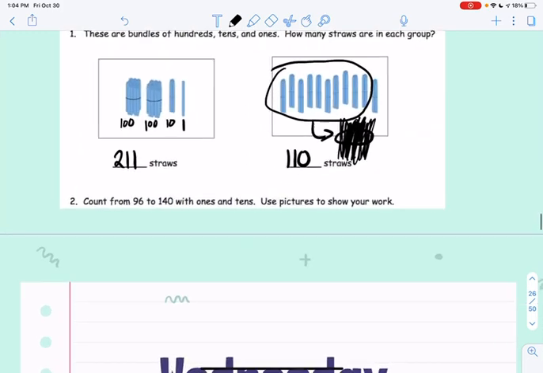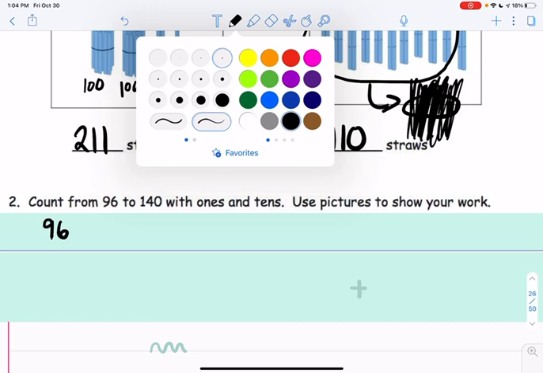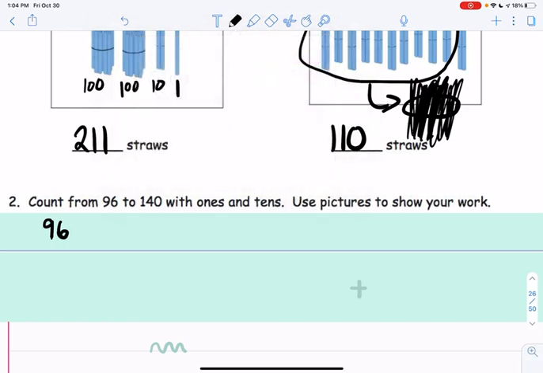All right. Now we're going to count from 96 to 140 using ones and tens. And we're going to use pictures to show our work. So if we start at 96, I'm going to make my marker a little thinner. That could be our first box. Now, we need to go to 140. Can we add 100? Is 196 greater than 140? Yes, so we can't go to 100, but we can go to tens.